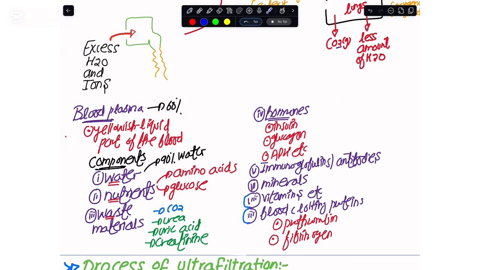So you keep these things revised for the next lecture, where we would see the process of urine formation that is accomplished by ultrafiltration and selective reabsorption.